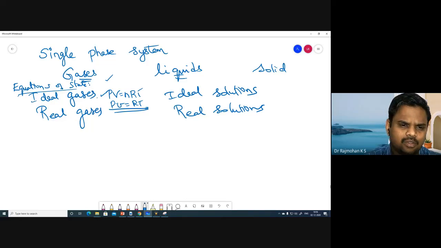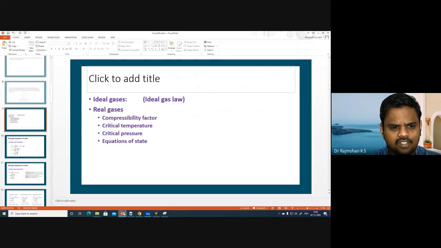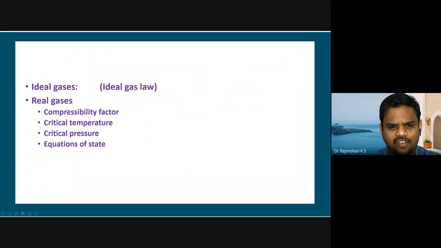In reality, ideal conditions do not exist, because each molecule occupies some volume, so we have to take into consideration a correction for volume, and even for pressure we have to make some corrections. There are various real gas equations of state available for real gases. For real gases we can define a compressibility factor, defined as Z equals PV by RT, and for ideal gases Z equals 1.